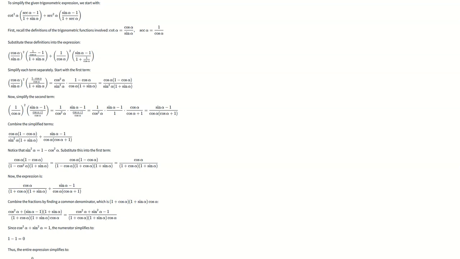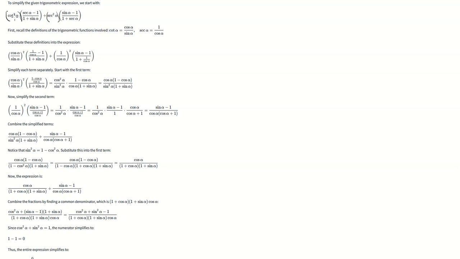Let's simplify the given trigonometric expression. So we have cotangent squared alpha times secant alpha minus 1 over 1 plus sine alpha, plus secant squared alpha times sine alpha minus 1 over 1 plus secant alpha. So the first step is to rewrite everything in terms of sines and cosines.